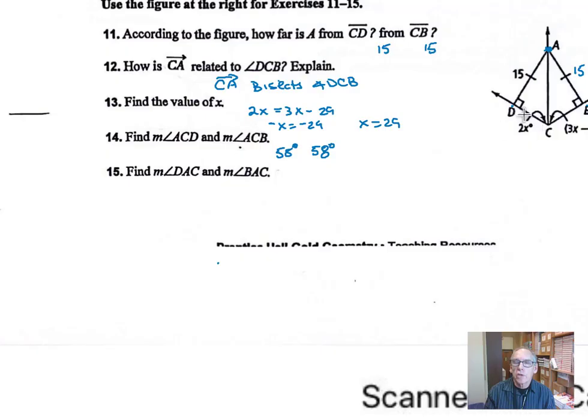Find the measure of DAC. Now, using triangle sums, if we have a 90 and a 58, that adds up to 148, and 180 minus 148 is 32. So DAC and BAC are both 32 degrees. Okay, let's look at the next page.